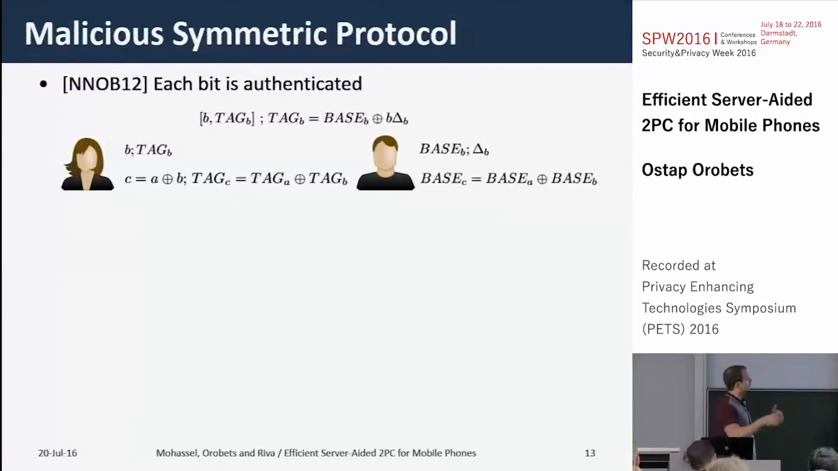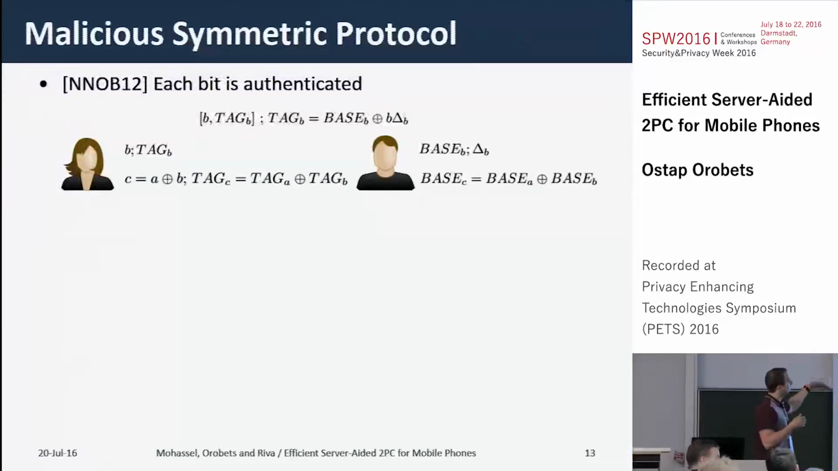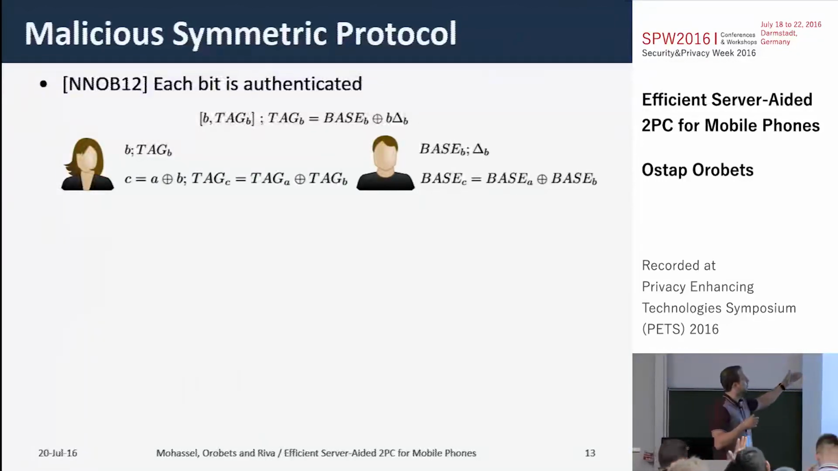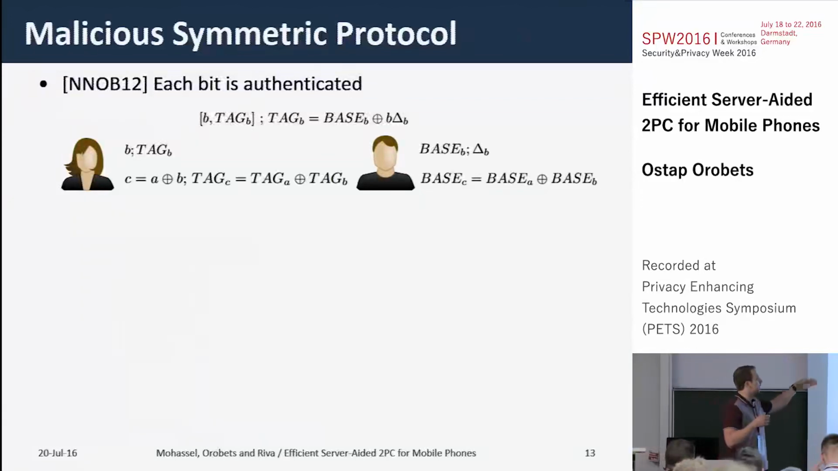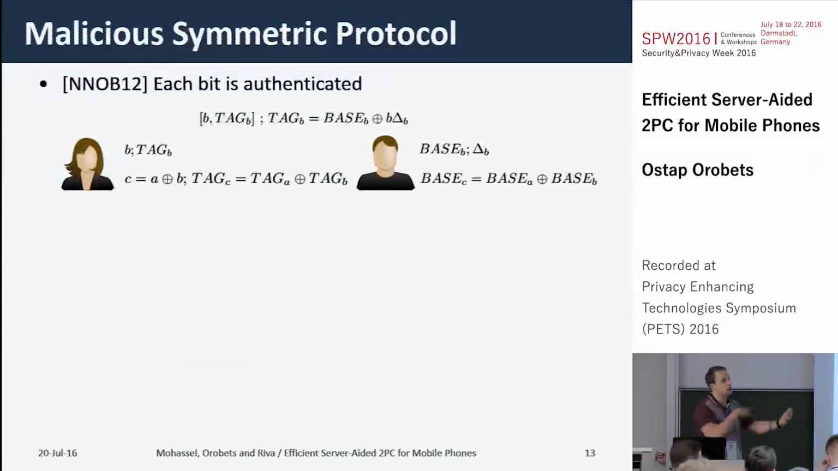For each wire in the circuit, Alice has a bit and a tag of it, and Bob has a base and the delta key. So when Alice reveals a bit and a tag, Bob can easily verify whether it is true or not, whether it was modified or not. Also, this MAC scheme has homomorphic properties.